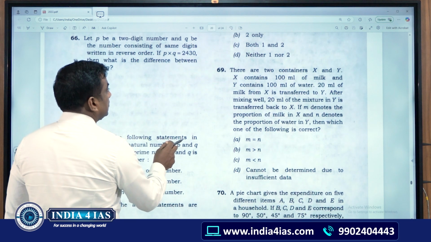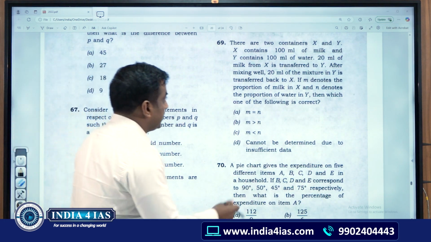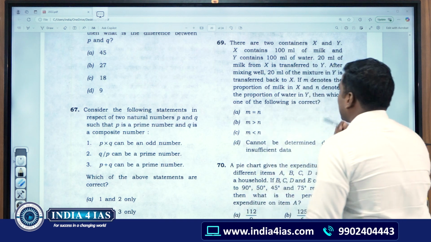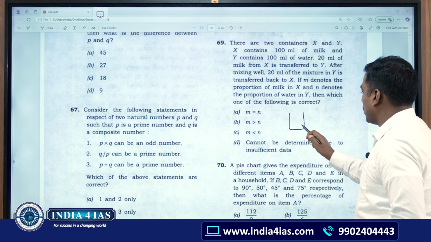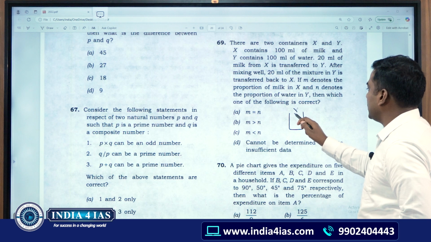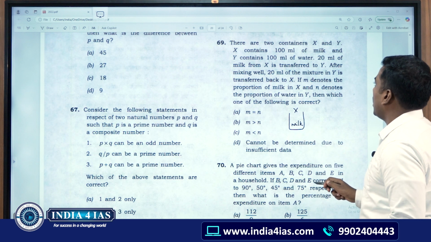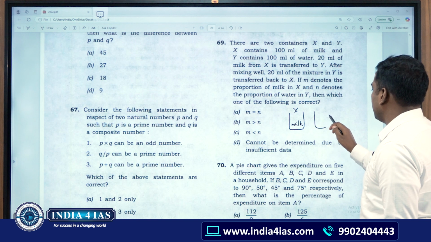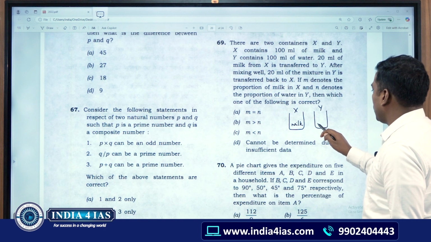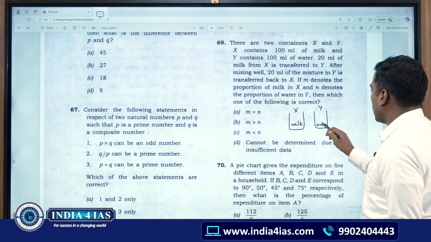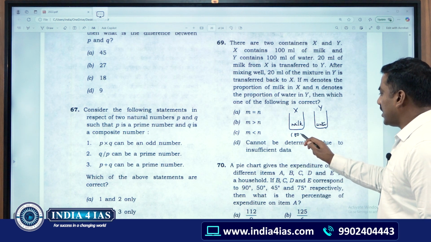Next, there are two containers, X and Y. X contains 100 ml of milk. So this is X and this contains milk. And Y contains 100 ml of water. So both are containing 100 ml.